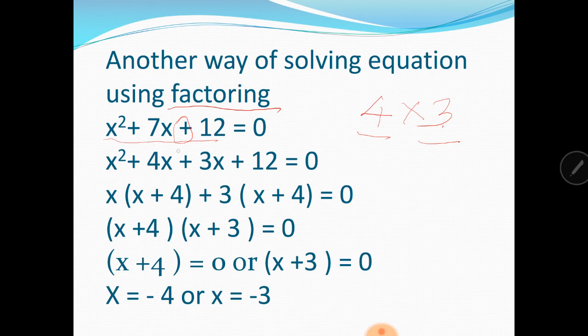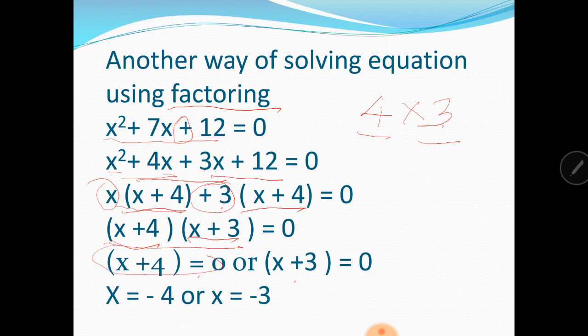So now 7x can be written as 4x plus 3x. From these two you have x common, right? When you take out x common, you have x left here and 4 left here. In these two terms you have 3 common. So if you take 3 out, you are left with x plus 4. Now in these two terms you have x plus 4 common. So if you take out x plus 4, you are left with x plus 3. Those are the two factors. So when this is 0 or this is 0, this equation will be 0.